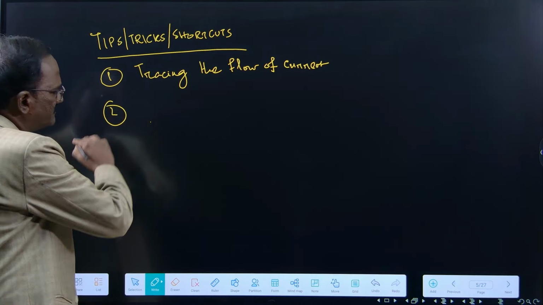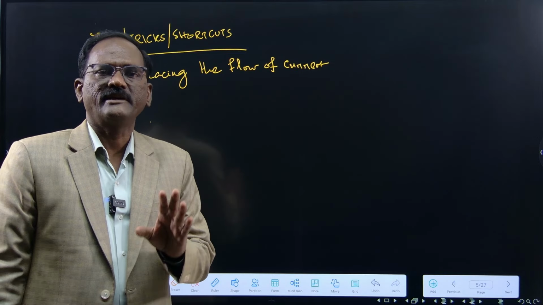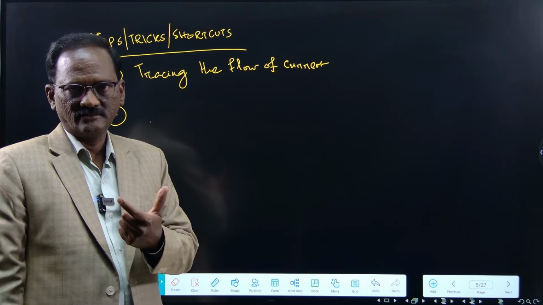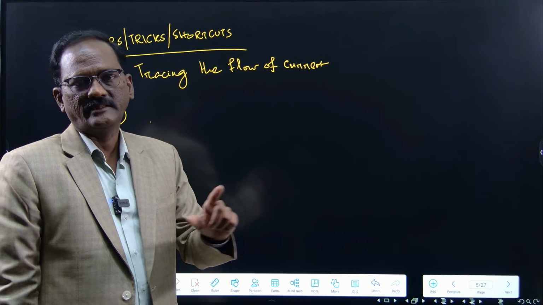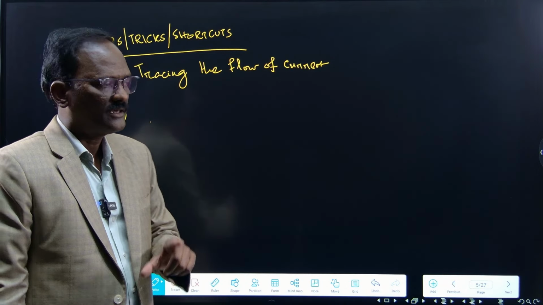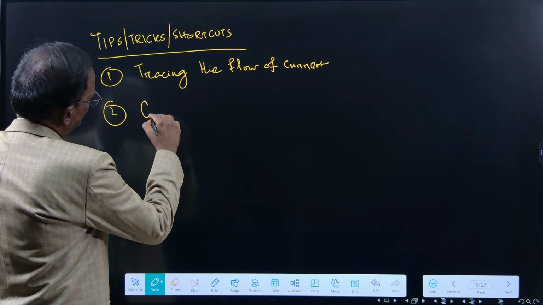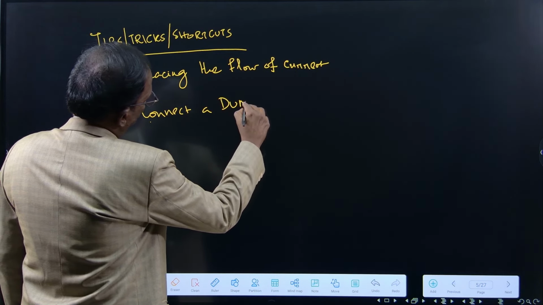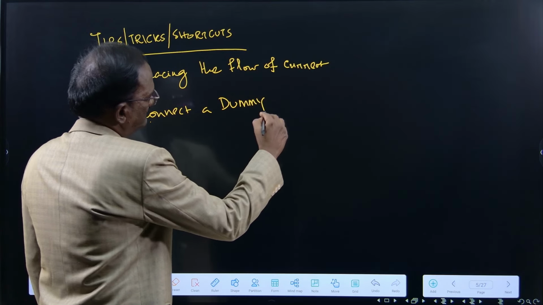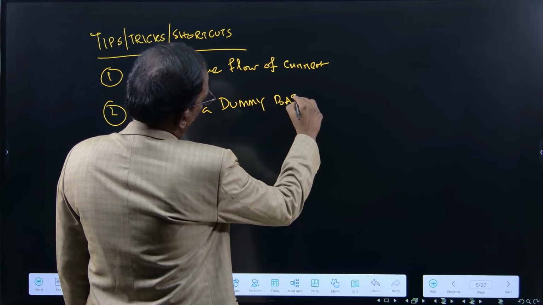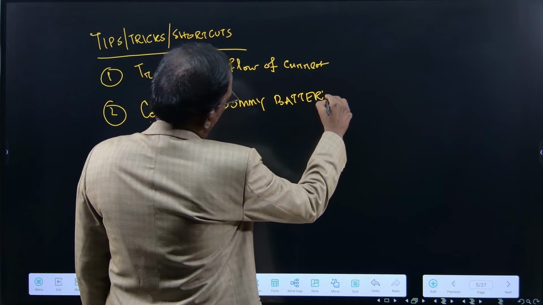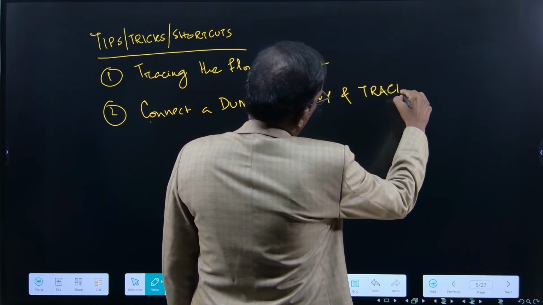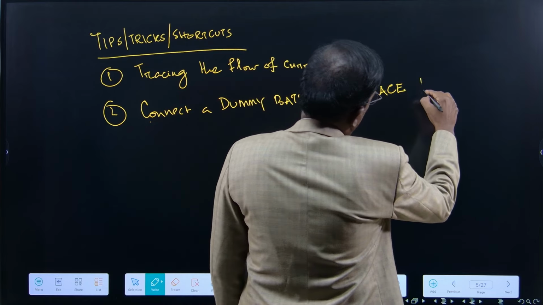In some cases, the battery will not be given. In the circuit, you won't be given any source. In this case, how will you do it? Connect a dummy battery and trace the flow of current.